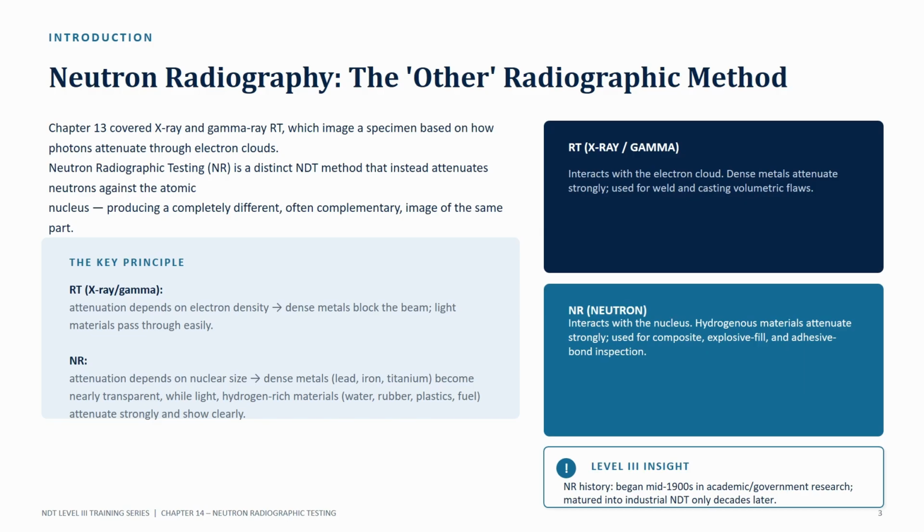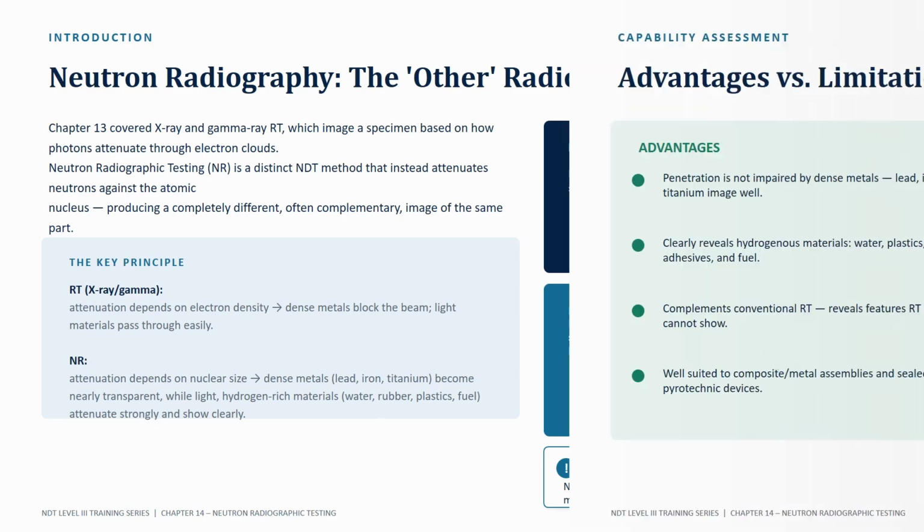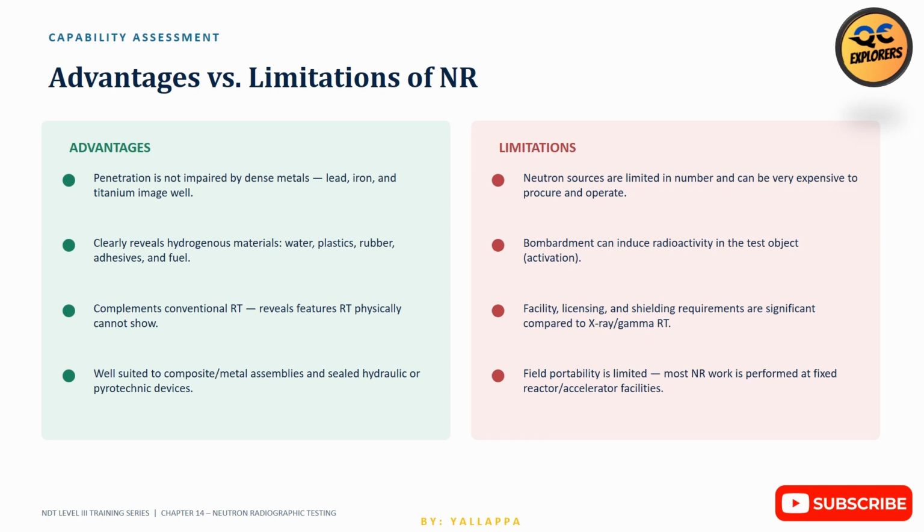Neutron radiography interacts primarily with the atomic nucleus. If you understand this fundamental difference, you'll find the rest of the chapter much easier to follow. Now that we've established the fundamental difference between conventional radiography and neutron radiography, let's discuss where neutron radiography truly excels and where its practical limitations exist.